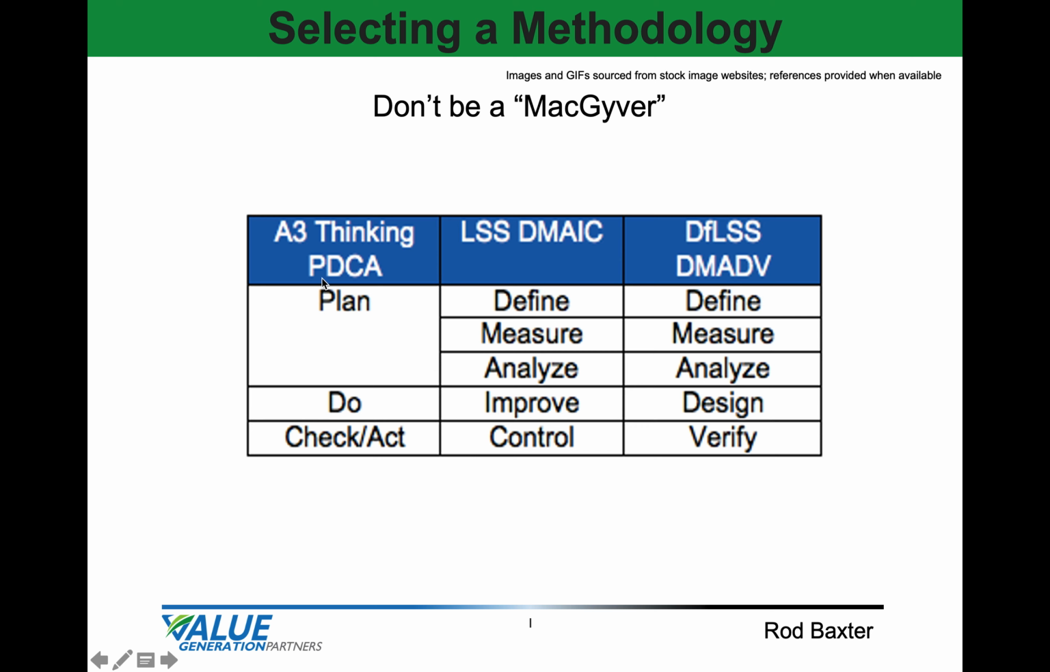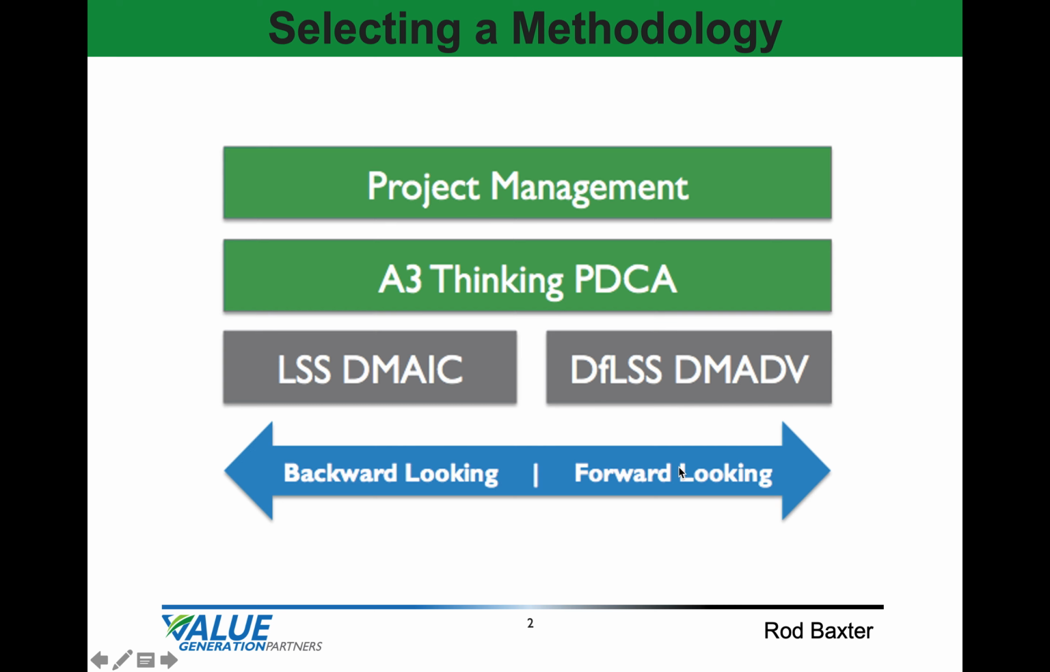The planning phase of the A3 thinking PDCA aligns with the define, measure, analyze of the other 2. The do phase of A3 thinking PDCA aligns with the improve or the design phase of the other 2. And the check act aligns with the control or verify phase. So there are other methods to consider. There's Shainin, there's 8D, there's Kepner-Tregoe, as well as others. But we're going to limit it to these 3 at a very high level.